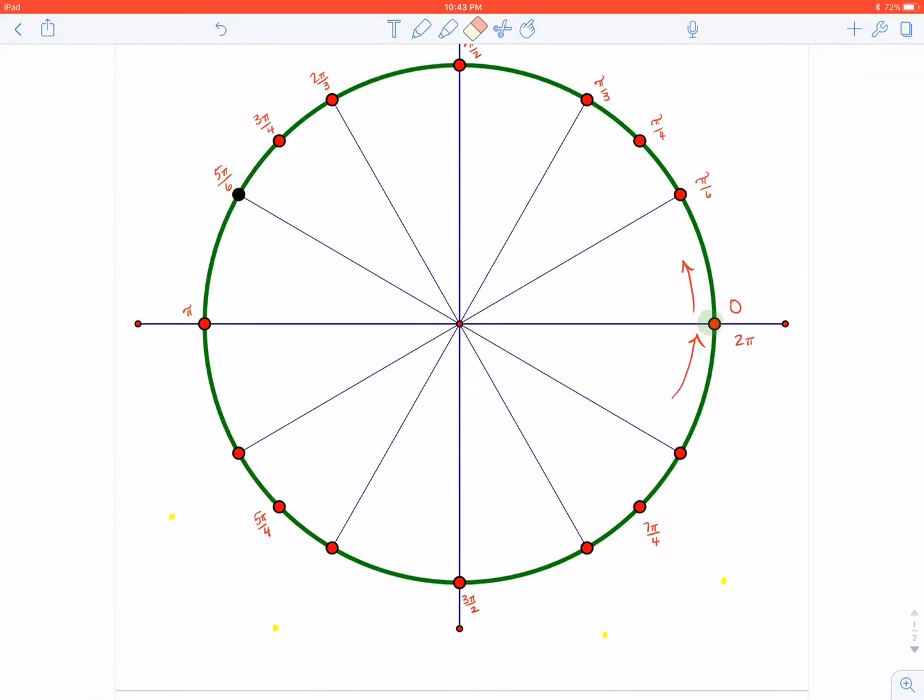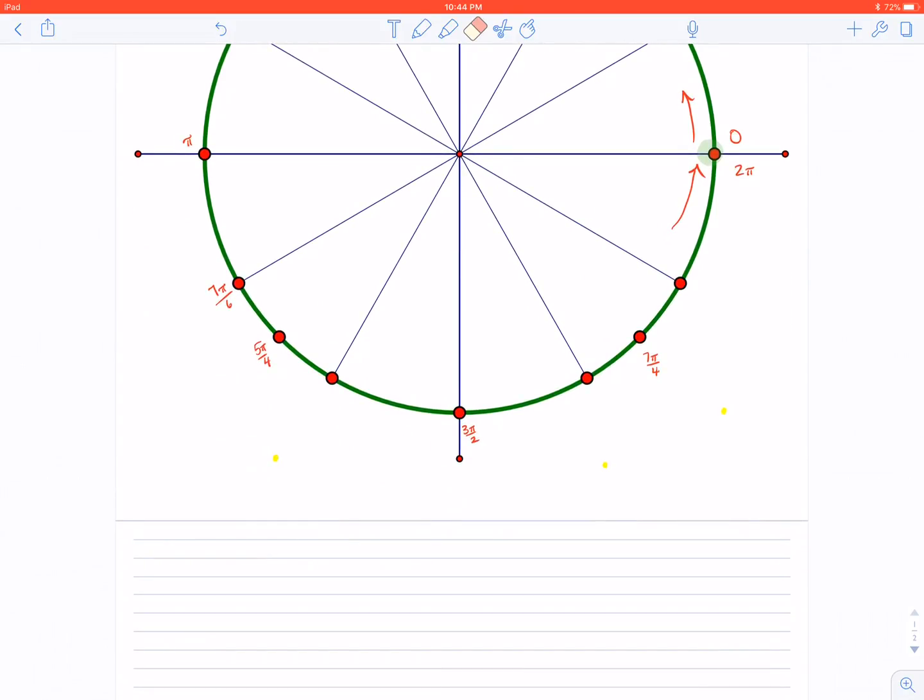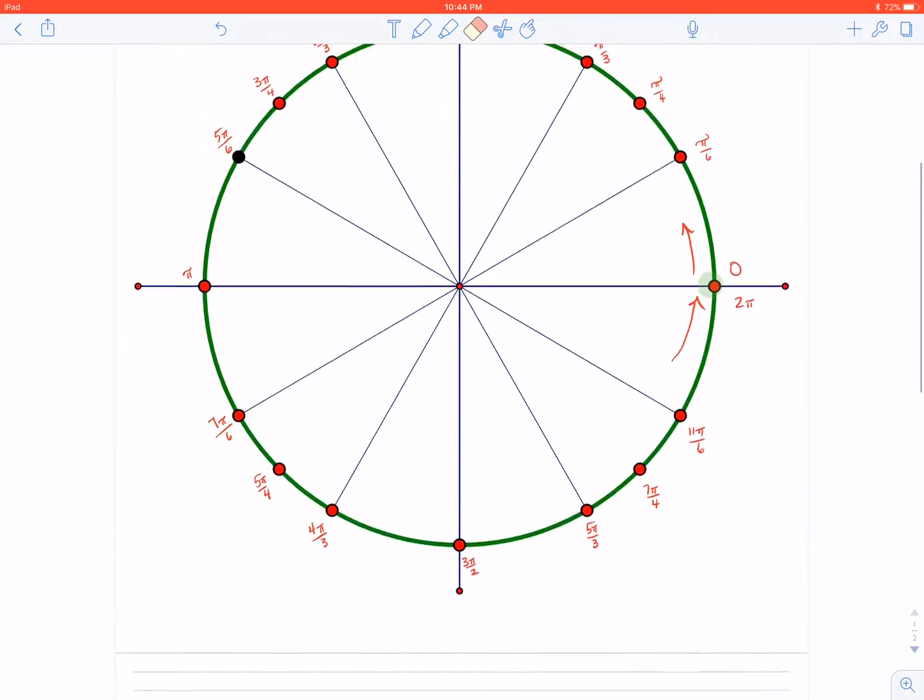I'm checking my work. After 6/6, I'll have 7/6. And then 8/6. Make sure you reduce to 4/3. After 8/6 is 9/6, and 9/6 is the same thing as 3/2. After 9/6 is 10/6, but I won't write that. I'll write the reduction, 5/3. After 10/6 is 11/6, and after 11/6 then is 12/6, which is the same thing as 2 pi.